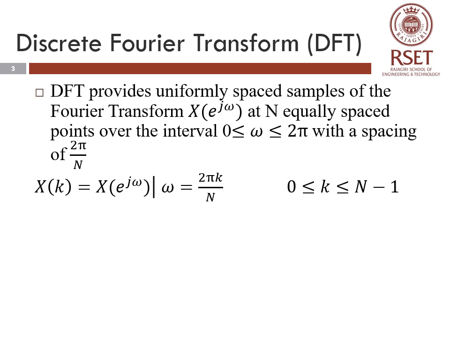So the discrete Fourier transform or DFT can be seen as a sampled version of the Fourier transform. You can say that the discrete Fourier transform is obtained by sampling the Fourier transform X of e raised to j omega at N equally spaced points over the interval 0 to 2 pi, with a spacing of omega equal to 2 pi by N. So as indicated, X of k is equal to the sampled version of X of e power j omega for every omega equal to 2 pi by N.